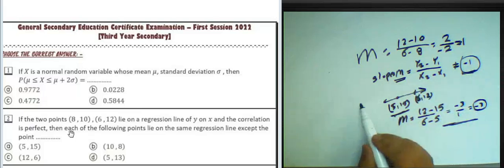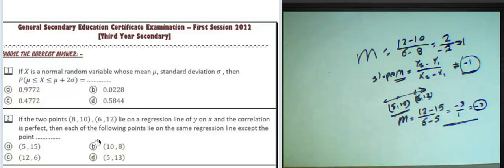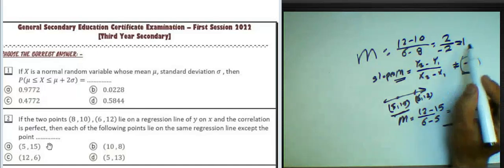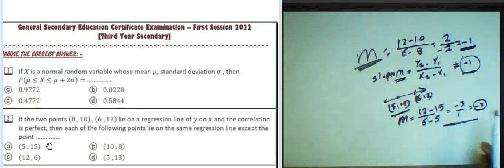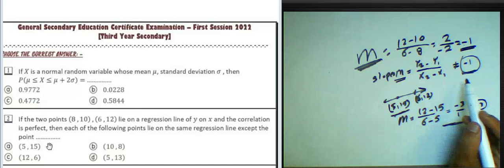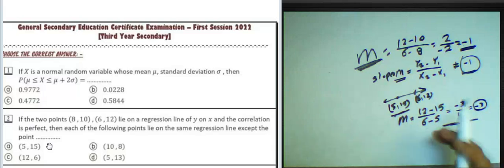Okay, but the slope about the point (5, 15) and any point not equal to negative 1. So we must choose what? Choose letter A. Okay, because the slope about (5, 15) and the point (8, 10) or (6, 12) will be not equal to negative 1. The slope in this example equal negative 1, but you get the result negative 3 or any numbers not equal to negative 1, so we must choose letter E.